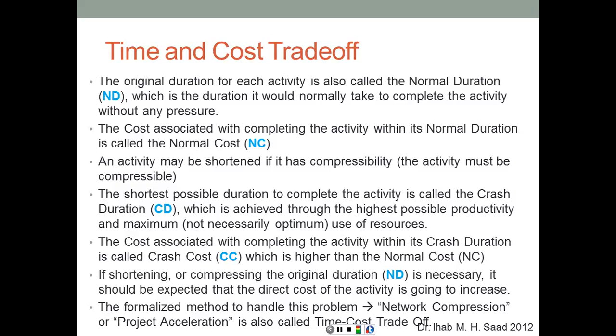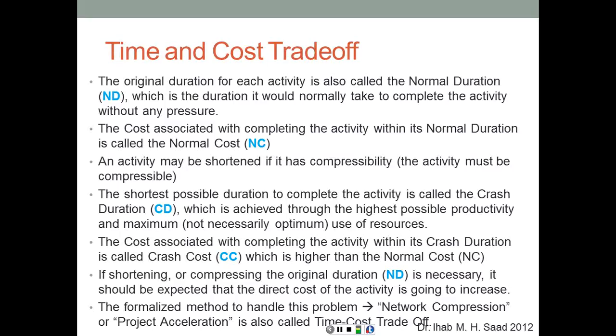For the time and cost trade-off, we're going to deal with some new terms, and basically we're going to deal with primarily 4 or 5 different new terms. Let's learn about them here right now. The original duration for each activity, which is also called the normal duration. Under normal conditions, how much would it take to finish that activity? And that's referred to as ND, or normal duration.